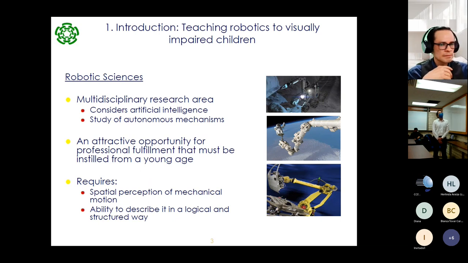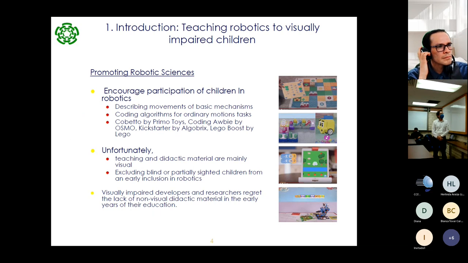Robotic science is a multidisciplinary research area that considers artificial intelligence and the study of autonomous mechanisms and their interaction with humans. It is an attractive opportunity for professional fulfillment that must be instilled from a young age. However, it requires a clear spatial perception of mechanical motion and the ability to describe it in a logical and structured way.